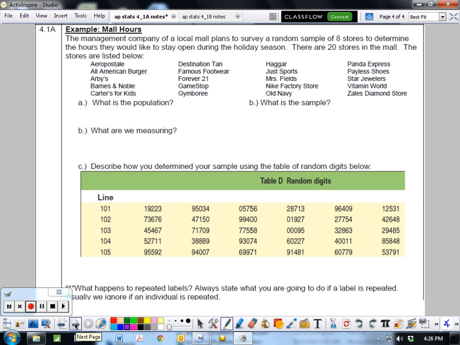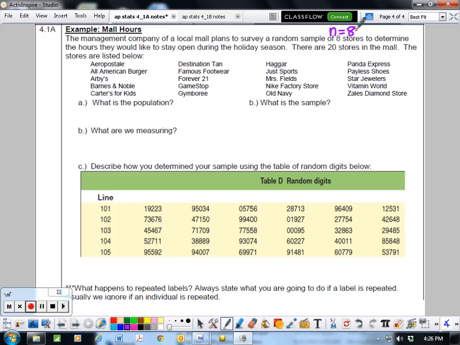Okay, so we're going to walk through a sample problem. The management company of a local mall plans to survey a random sample of 8 stores. So I need n to be equal to 8. That's going to be my sample size, to determine the hours they would like to stay open during the holiday season. There are 20 stores in the mall, and those are all listed below.